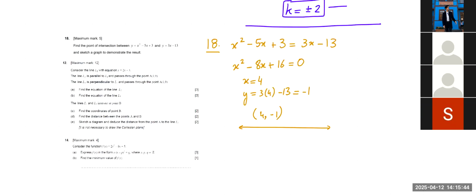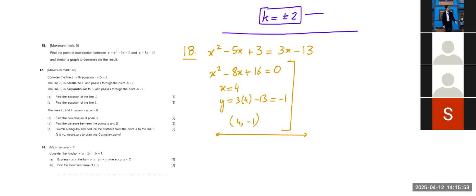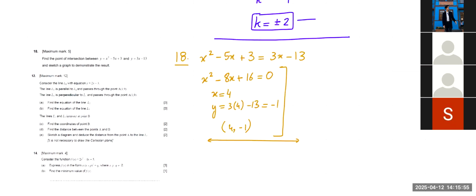So this is a 5 point question. Normally it would be 2 or maybe 3 points. So why is it 5 points? Because they were feeling extra fancy and they ask you to sketch a graph to demonstrate the result. Of course, you can do this very easily by just plotting these on your calculator, but it's very easy to show this. You can just make a parabola.